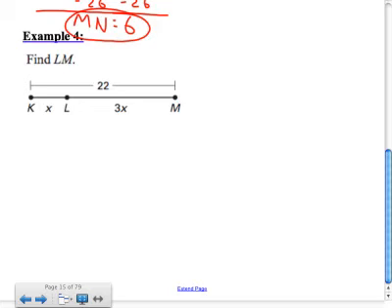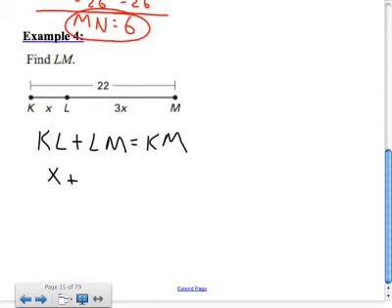Example 4 here, start with your segment addition postulate. So KL plus LM equals KM. I want to see that on your paper, okay? I know it seems like a small thing, but I want to make sure that you understand the big picture. Once you have this on your paper, it shows me you understand what the segment addition postulate says. Now we just have to apply it and use it. KL we know is X, LM we know is 3X, and KM is 22. Our task is to find LM.